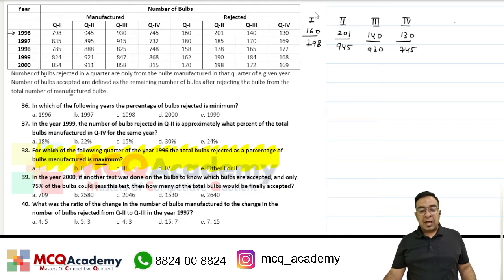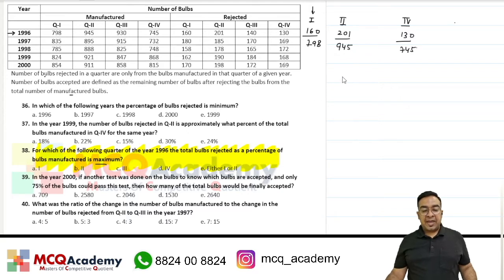second. अगर आप फर्स्ट और सेकंड को कंपेयर करें, the value of numerator is decreasing, suggesting that the fraction's value is decreasing. Similarly, the denominator value is increasing, also suggesting that the fraction's value is decreasing, which means कि third quarter का जो percentage rejection है, that is less than the percentage rejection in quarter 1. So because we are looking for the maximum value, third gets eliminated in this case.